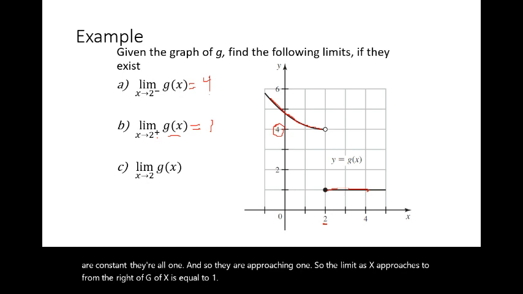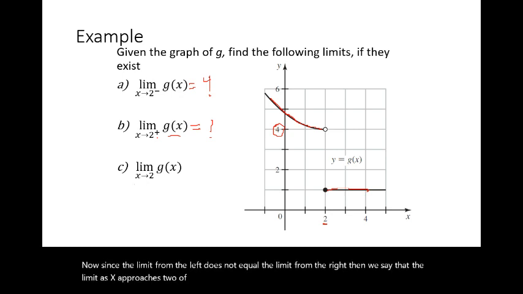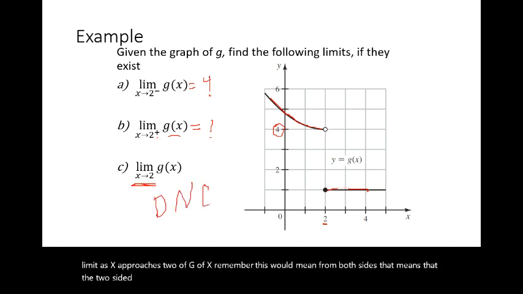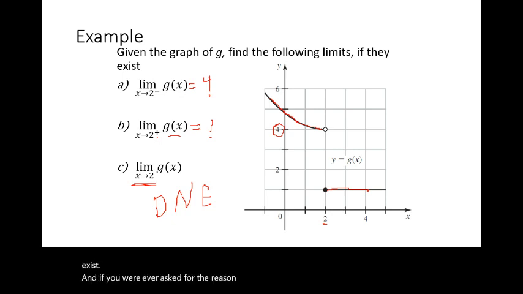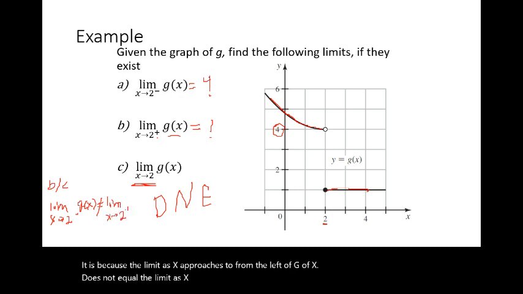Now, since the limit from the left does not equal the limit from the right, then we say that the limit as x approaches 2 of g of x, remember, this would mean from both sides, that means that the two-sided limit does not exist. And DNE is a perfectly acceptable shorthand for does not exist. And if you were ever asked for the reason why a two-sided limit does not exist, it is because the limit as x approaches 2 from the left of g of x does not equal the limit as x approaches 2 from the right of g of x.